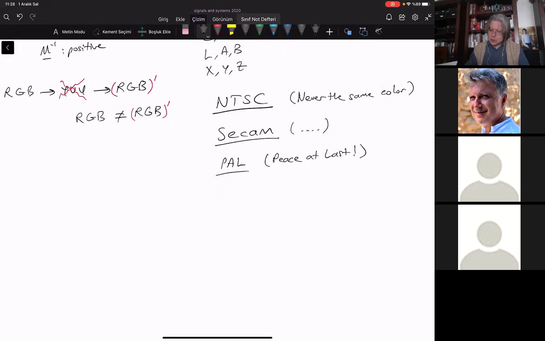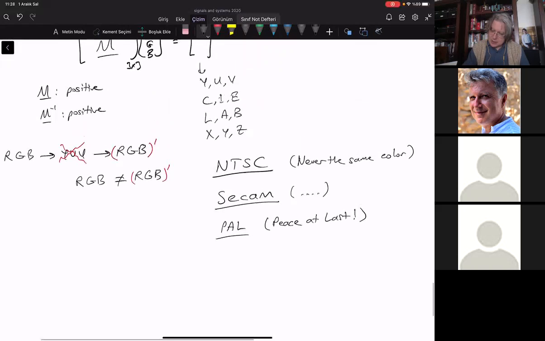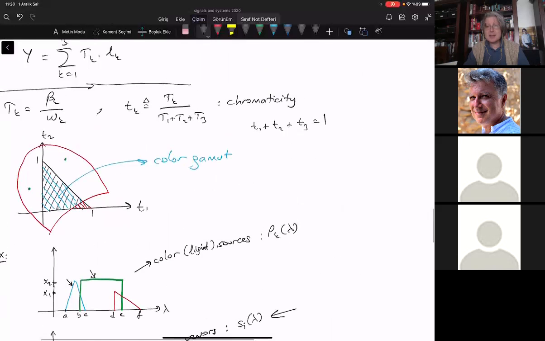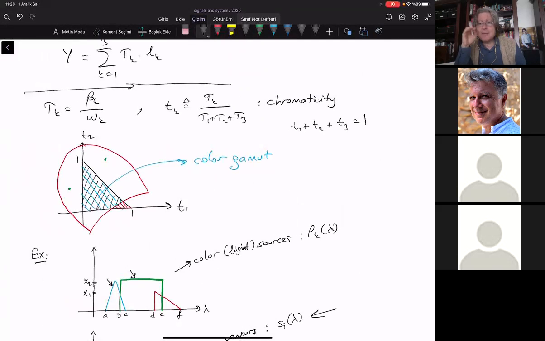So you may want to check out matrices of these on the internet, and you may want to check out the color gamut, chromaticity diagrams, and things like that. I'm sure you will be able to find a lot of interesting and very nice illustrations, and it will better help you understand the concept of colors.